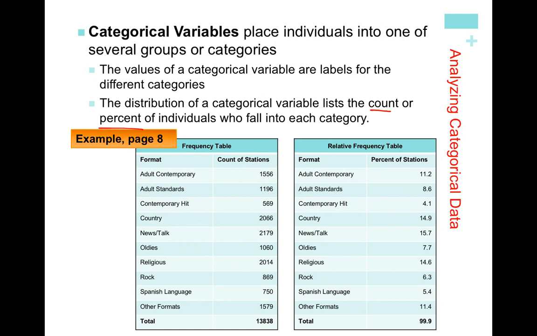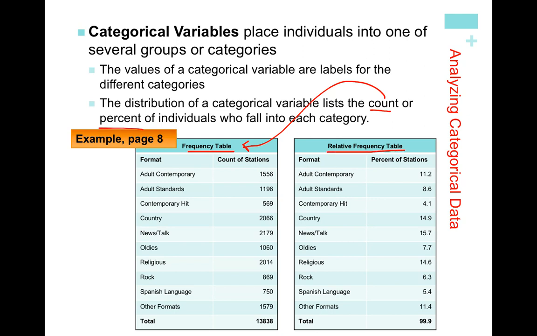But basically, they just looked at different radio stations and what category those radio stations would fall into. And so in this first chart over here on the left, we have what we call a frequency table. And so all a frequency table does is it gives you the count of radio stations that are in each of those radio station categories. Over here on the right, we have the same data, it's just presented in a different way.